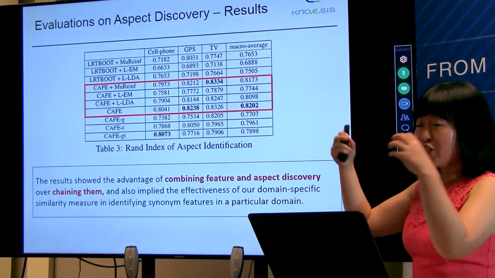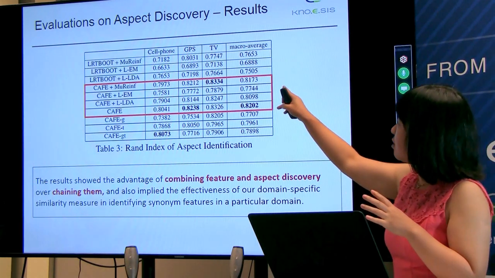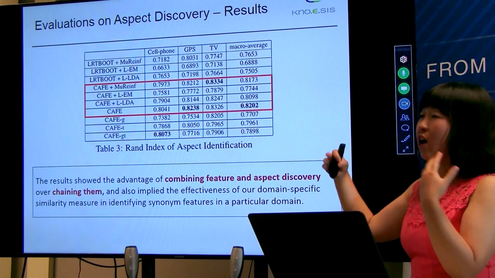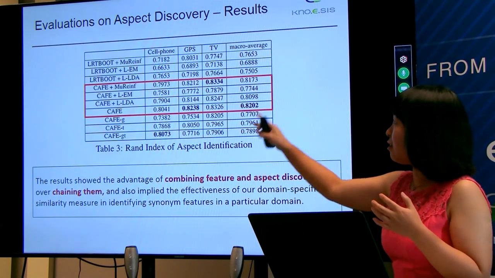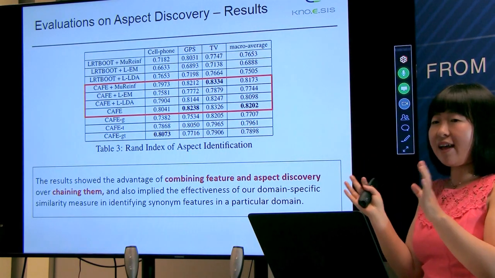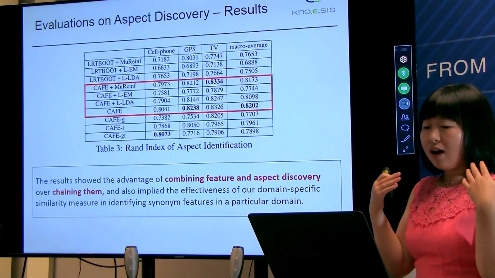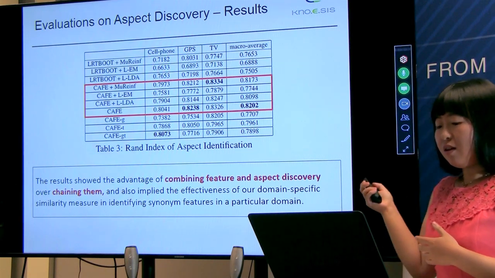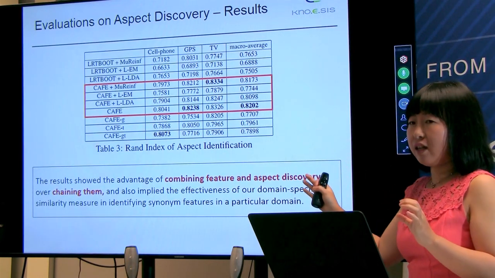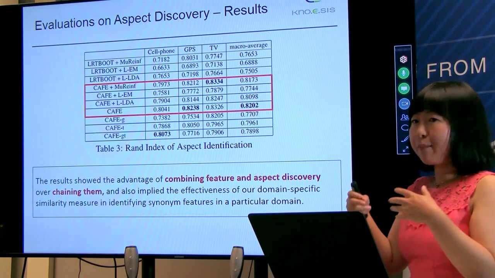If we chain two methods, like LRT boot with the other feature grouping methods, and CAFE with the other three methods, you can see that using CAFE to provide features is always better than using LRT boot to provide features. And our method alone can get better clustering results in terms of Rand index compared with others. Our method does the feature extraction and the aspect discovery at the same time, so it doesn't need any other method to provide the features. So it clearly shows the advantage of combining feature extraction and aspect discovery rather than chaining them. The results also suggest the effectiveness of a domain-specific similarity measure, because LRT boot used only the distribution information in domain-specific corpora, it didn't use the general semantic similarity, but this domain-specific similarity measure combines both.